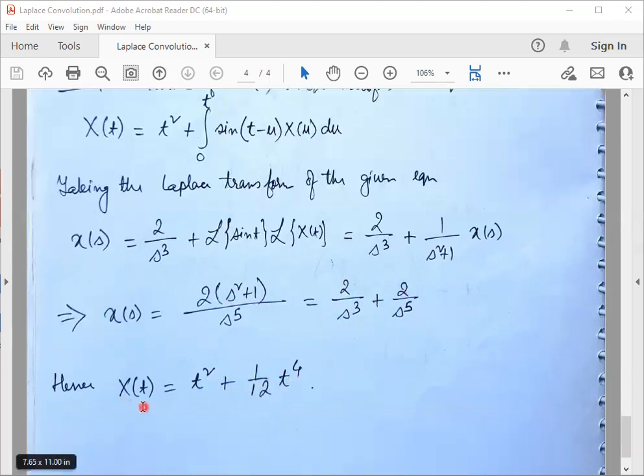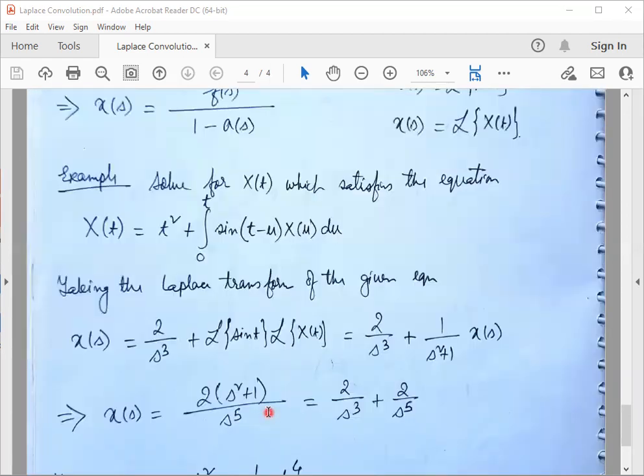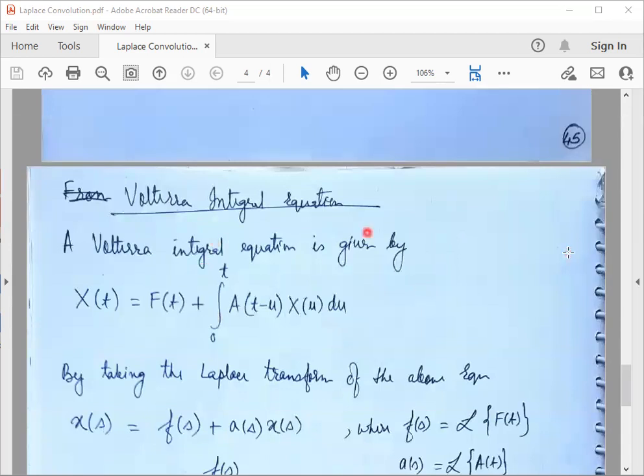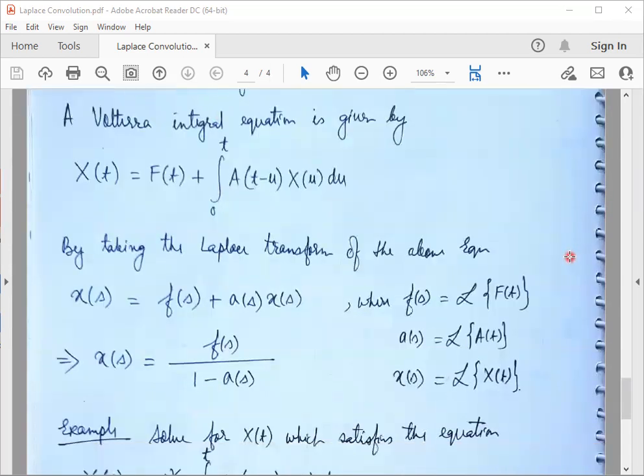So this is how we use the convolution theorem to solve the Volterra integral equation. I think that is all for today. Let me stop recording.